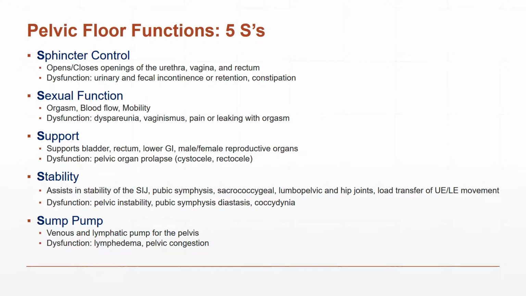The next S is stability. Stability in the pelvis is also maintained by the pelvic floor, and the pelvis is a relatively static set of bones. So they take a lot of the brunt of the impact that the body experiences, and the pelvis also allows for load transfer of movements from the upper extremity and lower extremity, so it definitely needs to maintain stability, and the pelvic floor helps support that. So when the pelvic floor is not doing its job, we can see things like diastasis of the pubic symphysis. Patients can have coccyx pain as well.